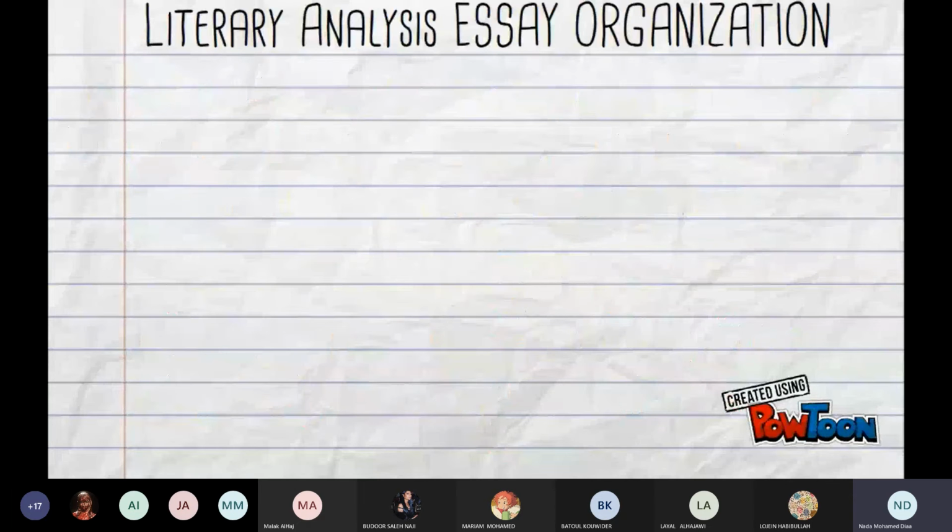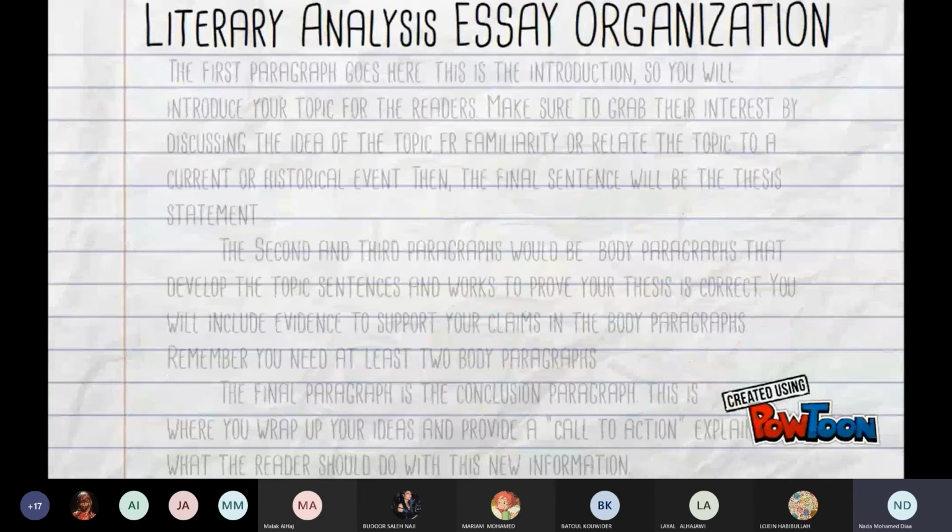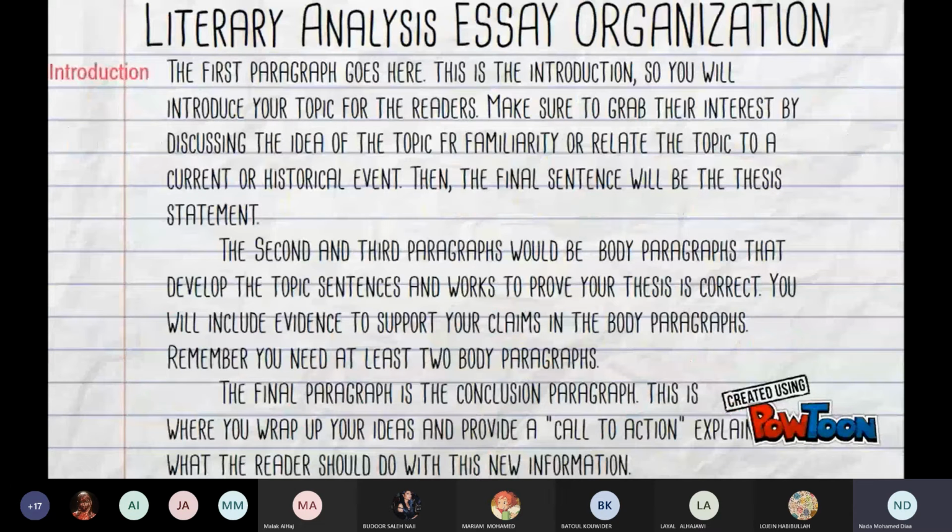View the organization for the literary analysis essay below. The introduction is the first paragraph. This will introduce your topic for the reader. Make sure to end this introduction paragraph with a thesis statement. The body paragraphs develop your ideas in the thesis, and you end with a conclusion paragraph.